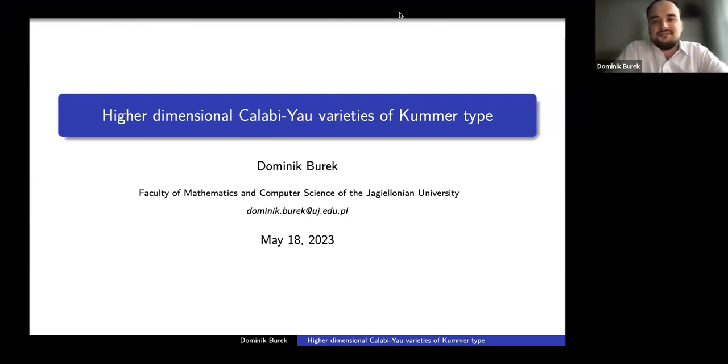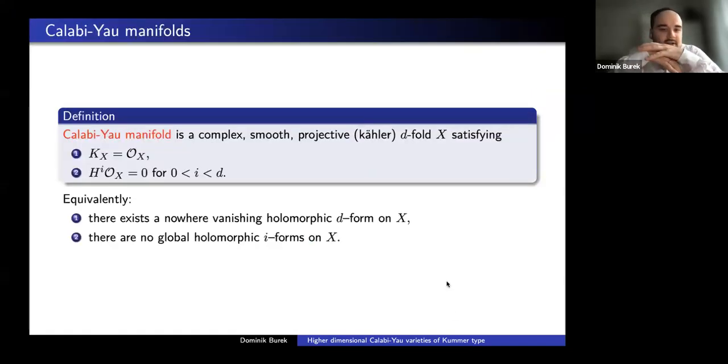Thank you, Sławek, for a very nice introduction. And thank you for the opportunity to talk and be a part of this conference, at least online. So during my PhD studies, I focused on Calabi-Yau manifolds, which are complex, smooth, projective varieties satisfying two conditions. First of all, the canonical divisor is vanishing, and the cohomology groups H^i(X, O_X), for positive i smaller than d, where d is the dimension, also vanish. Equivalently, we can say that there exists a nowhere vanishing holomorphic d-form on X, and there are no global holomorphic i-forms on X.